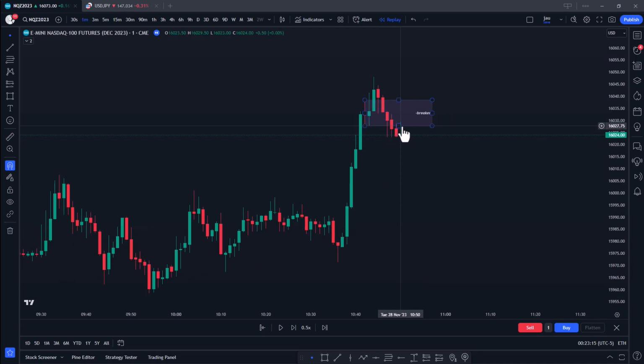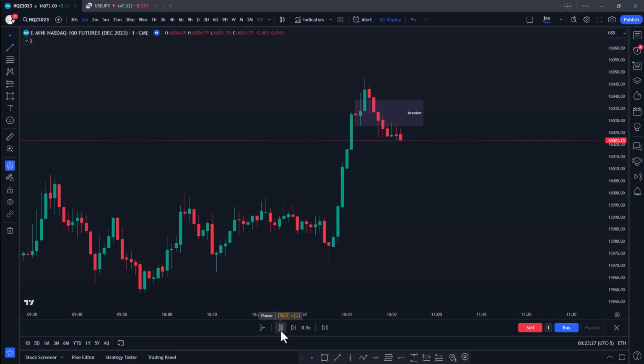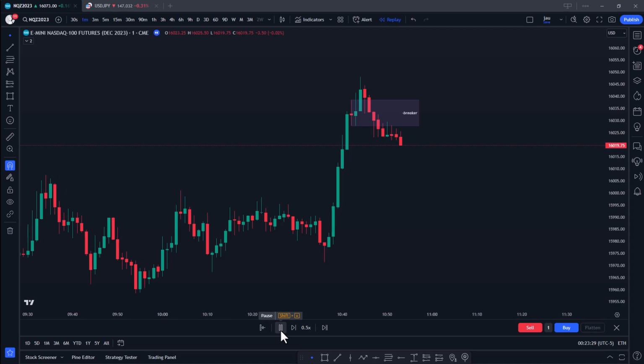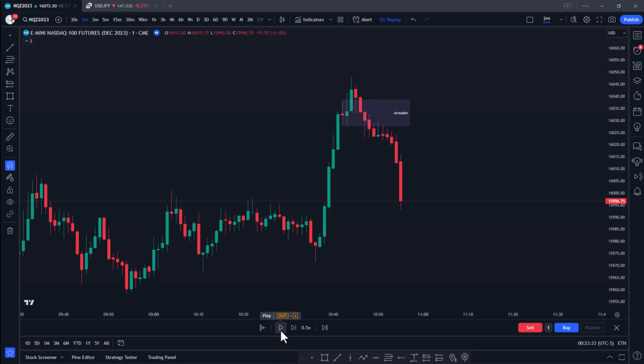So I had an entry at this point, literally at the low of the breaker, and we can see what happened in the next few candles. Price tested it one more time, disrespecting other bullish PDRAs, and then fell off.